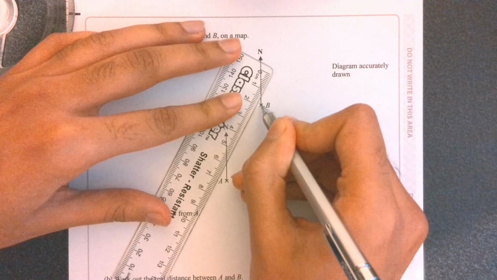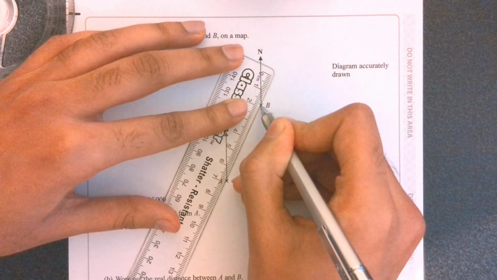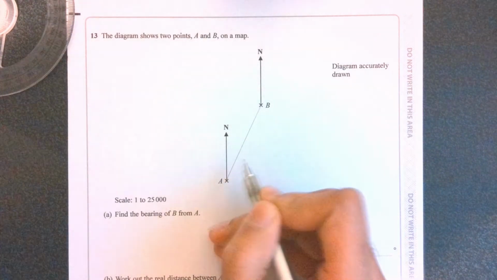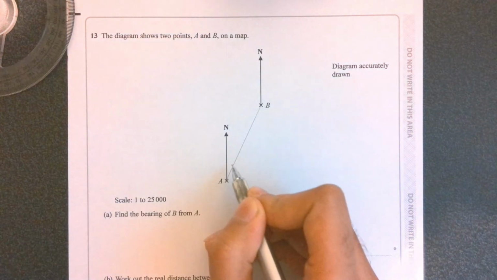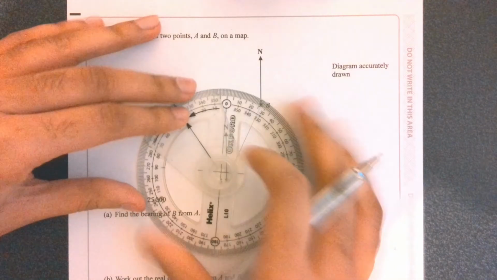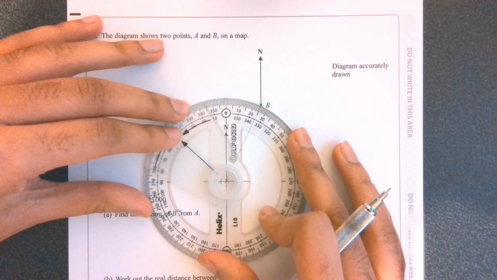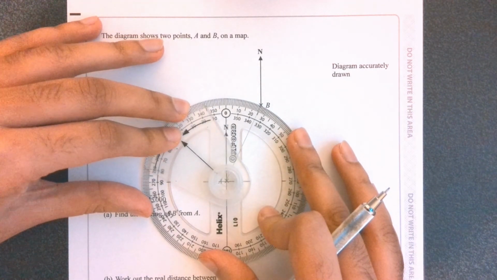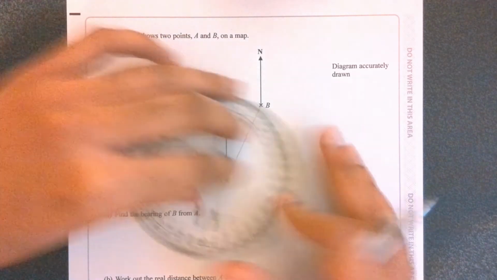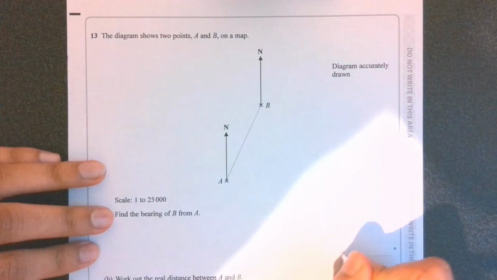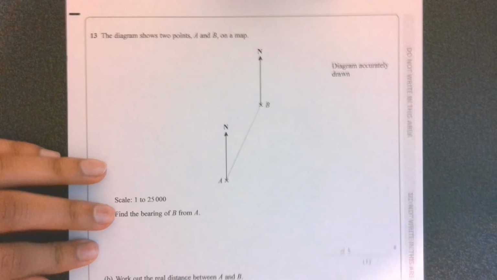So first of all, join these up with a straight line as shown, and we need to work out this angle over here. So if we align everything up as necessary, you can see here we've got 25 degrees. So we have 25 degrees.